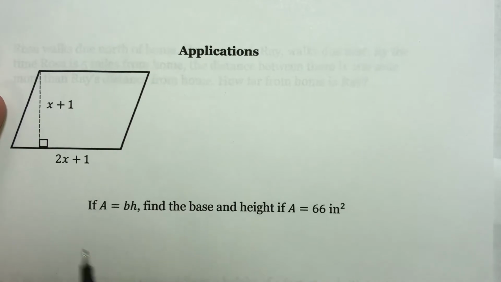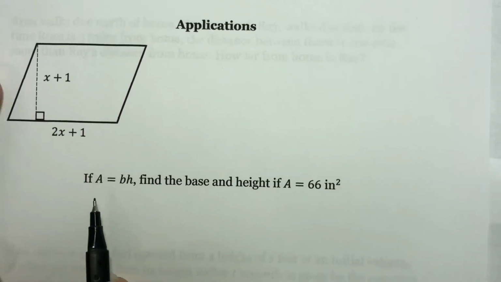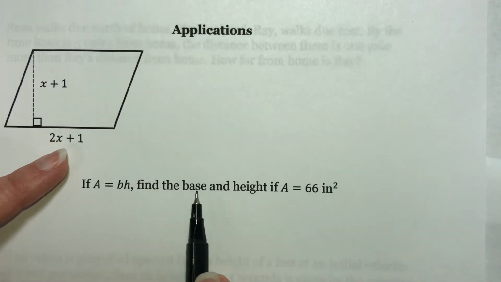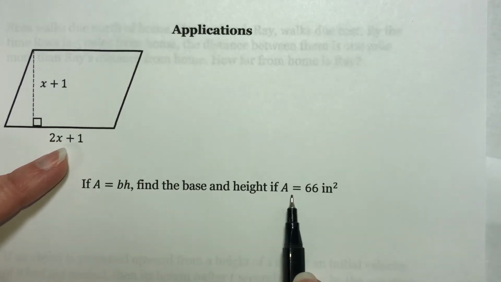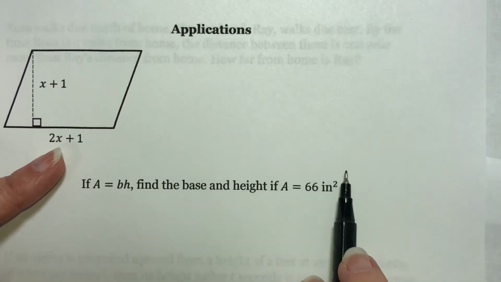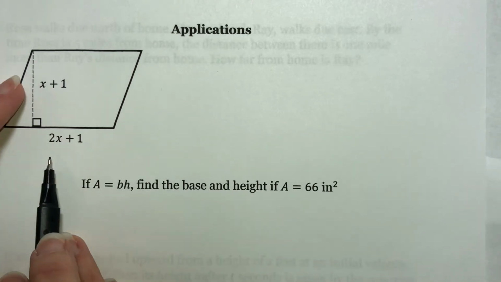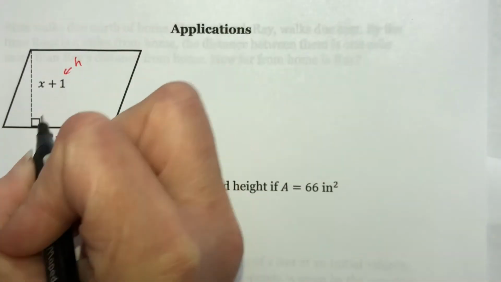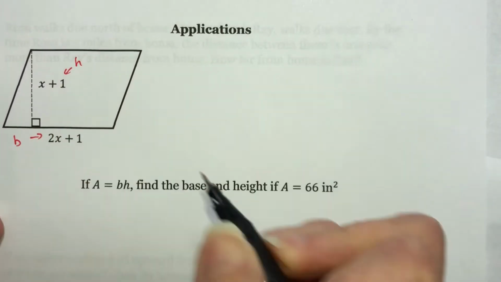Okay, so let's look at this first problem. We are told if the area is equal to base times the height, find the base and the height if the area is 66 inches squared. You don't have to worry about the inches squared here. That's just square inches. That's the unit of measurement. It does not even really matter which of these you call the base and which you call the height, although this one is generally considered the height and this one is generally considered the base.